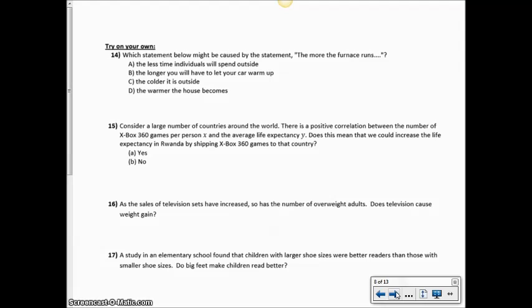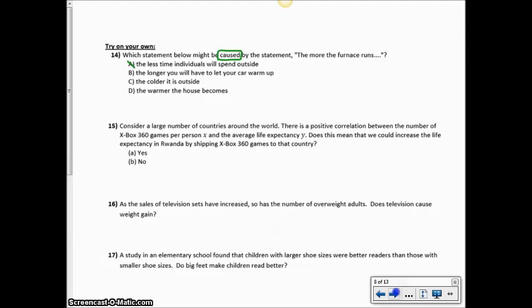Okay, so number 14 says, which statement below might be caused by the statement, the more the furnace runs. So it's asking, it's going to be caused by this statement. So the more the furnace runs, the less time individuals will spend outside. Well, does that cause someone to stay inside the more the furnace runs? No, definitely not. So that's not an answer. So the more the furnace runs, the longer you will have to let your car warm up. Well, we're looking for something that is causing it.